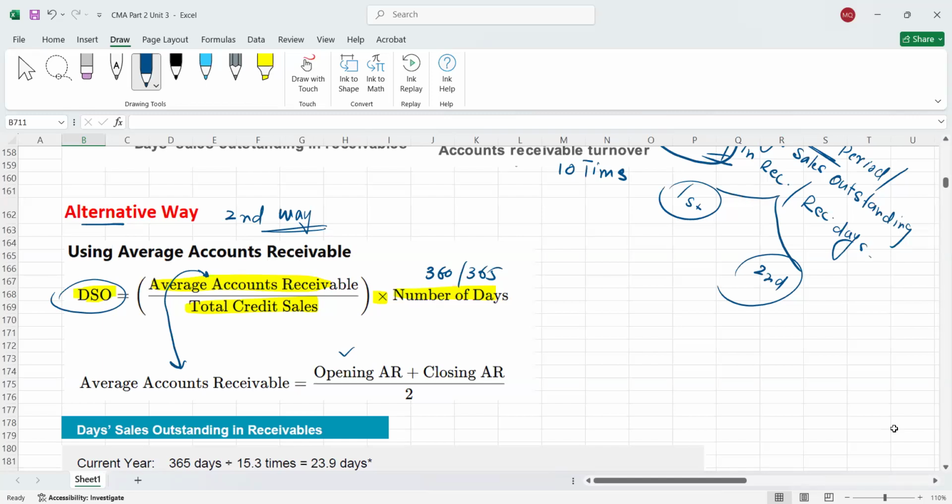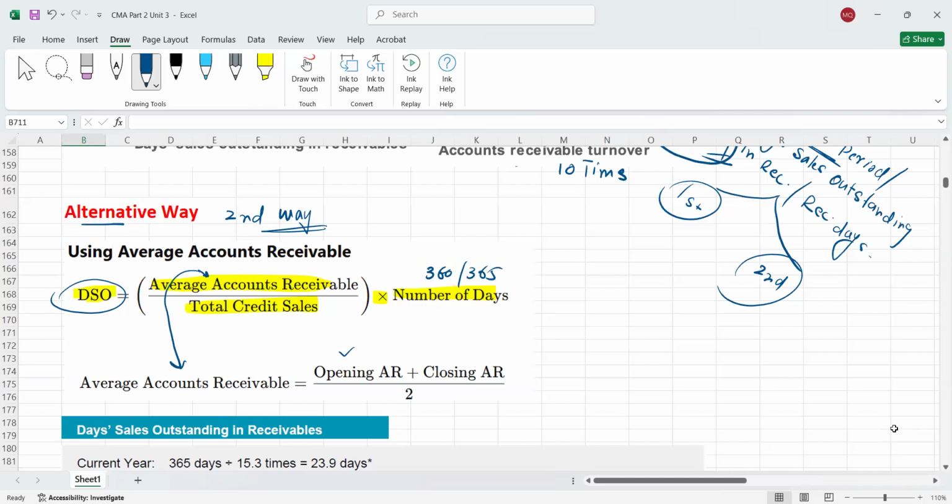If your competitor is giving a longer period to the customers and you are offering a short period, definitely you will lose the customers, because customers may want a longer period. So that's why I cannot say this answer is good or bad, but you should follow the industry norms.